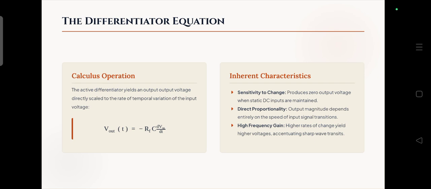The inherent characteristics of the differentiator are sensitivity to change, direct proportionality, and high frequency gain. First, sensitivity to change: it produces zero output voltage when static DC inputs are maintained. Second, direct proportionality: output magnitude depends entirely on the speed of the input signal transitions. Third, high frequency gain: higher rates of change yield higher voltages, amplifying sharp wave transitions.